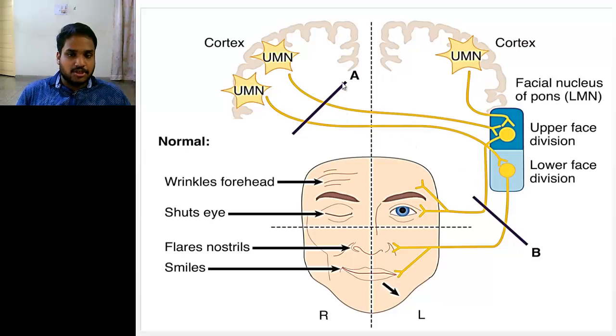Suppose the lesion is at point A. So the upper motor neuron fibers from the contralateral side are interrupted, right? So what happens in case of the upper face? The ipsilateral side is okay, right? So the upper part of the face would be spared, while the lower half of the face receives innervation only from the opposite side, and that opposite side is gone. So what happens? The lower half of the face would be involved, right? So in this patient, the wrinkling of the forehead would be normal in upper motor neuron lesion, but the lower half is involved, and as a result what will happen?